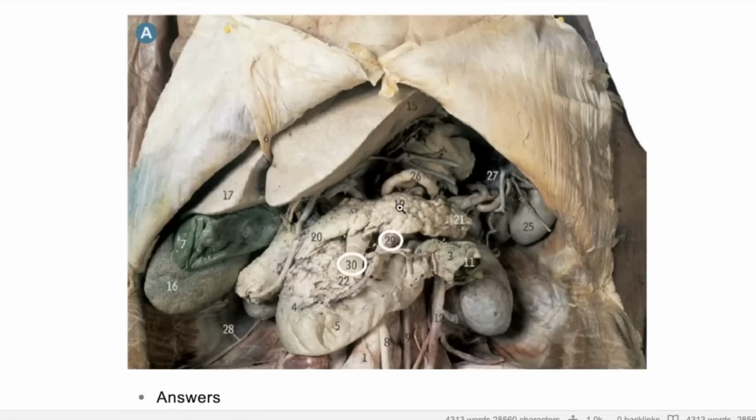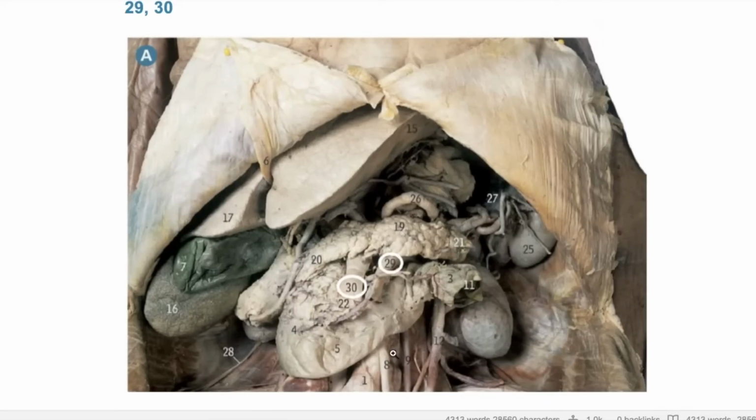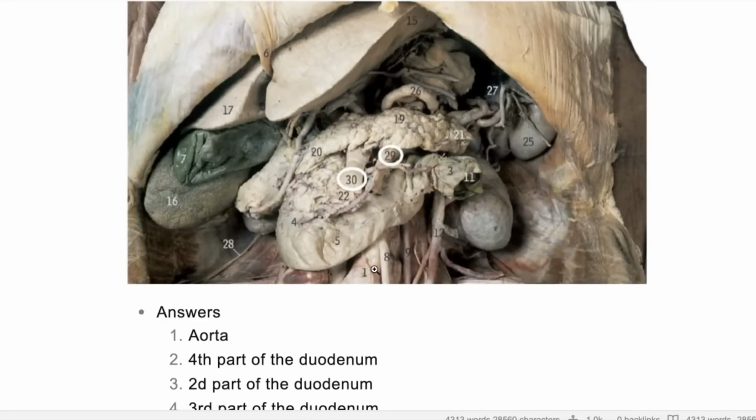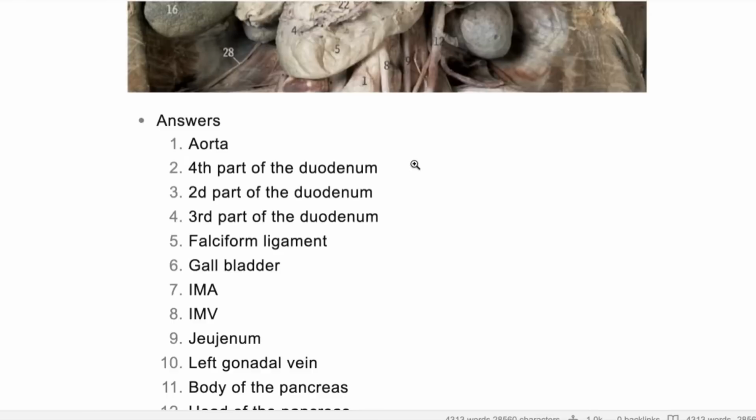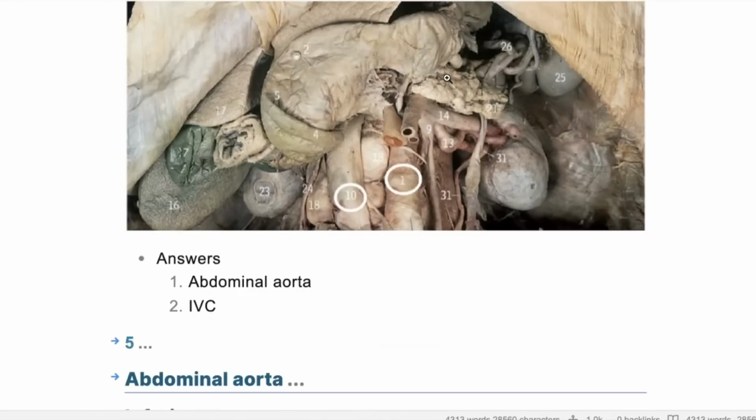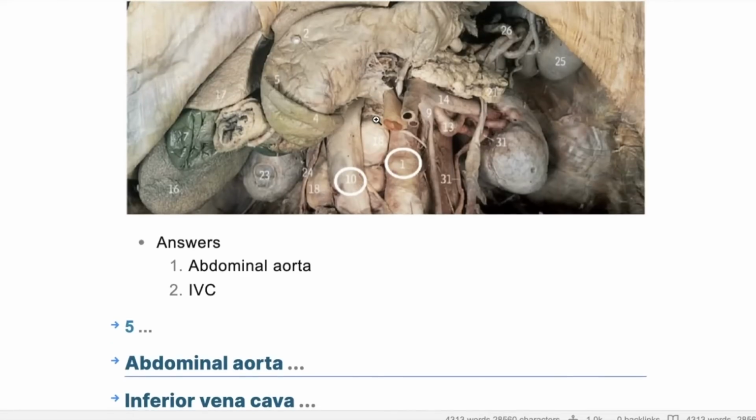So if you look here, we sort of took all these structures and raised them. Can you see number 1 here? So this is the aorta, right? Yes. That's number 1. So we removed all these structures, elevated them up, and now you're looking here. Okay, so this is the pancreas you're looking at. So this is 1, and this is 10. And we also removed the superior mesenteric vein and artery.